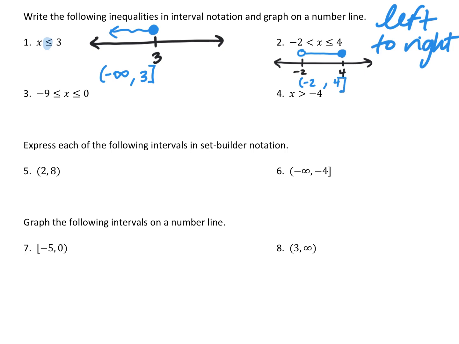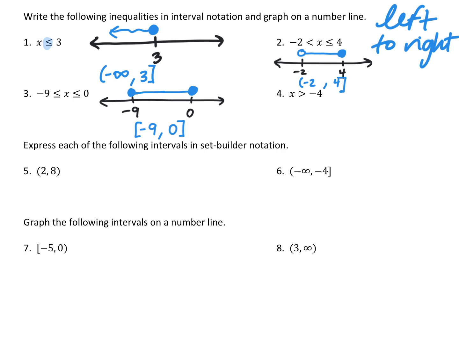Graph number 3. We've got numbers at -9 and 0, and x is in between them. They are both or equal to, so that means that they're both going to be closed circles. And again, this is x in between. Okay, so because it's closed circle and or equal to, it's going to be brackets: -9, comma, 0, close bracket.